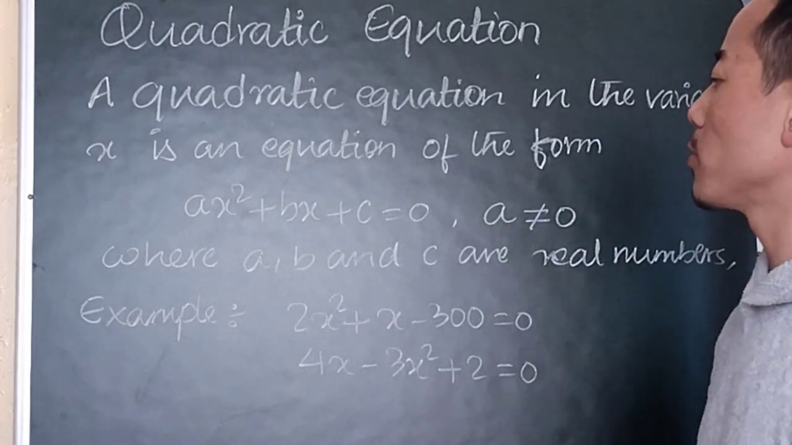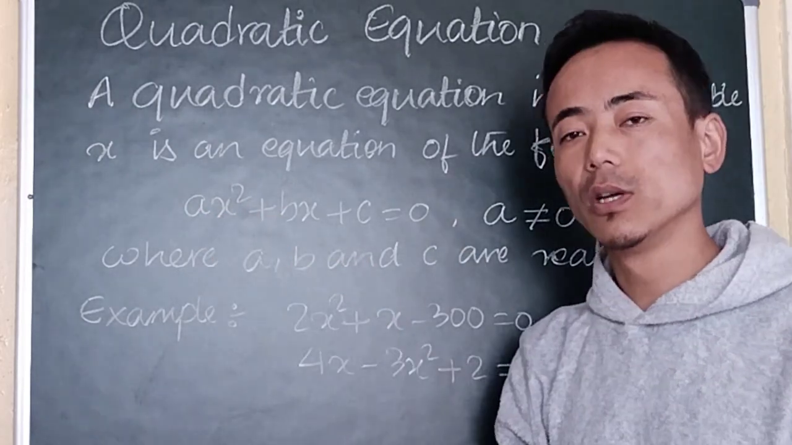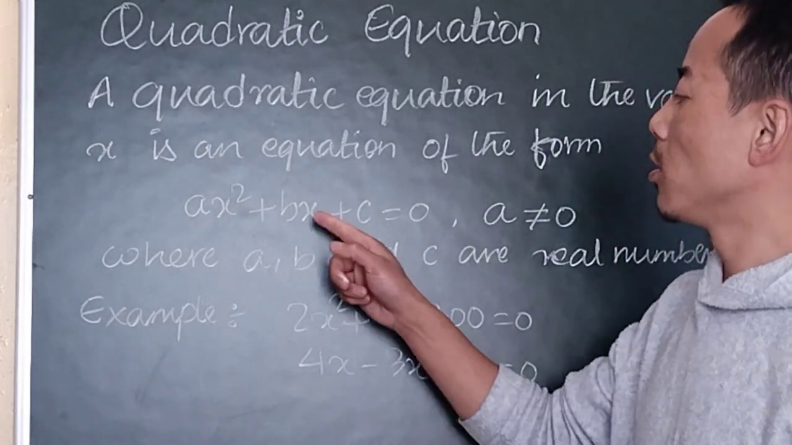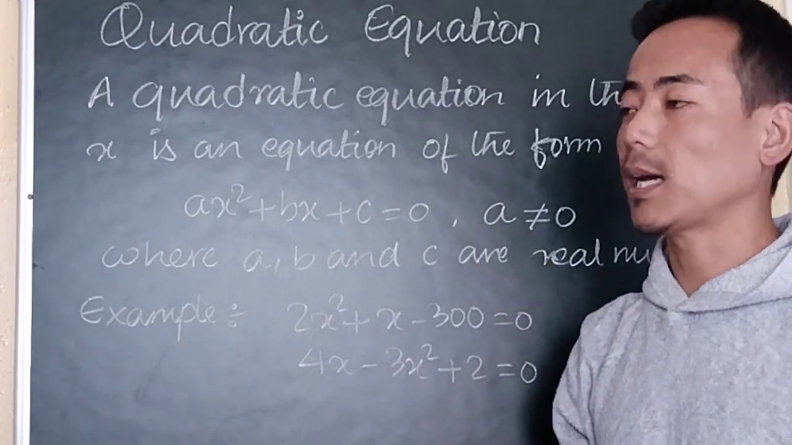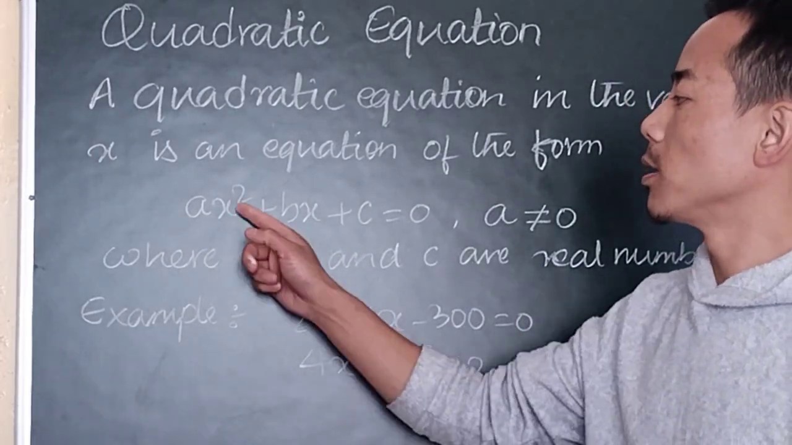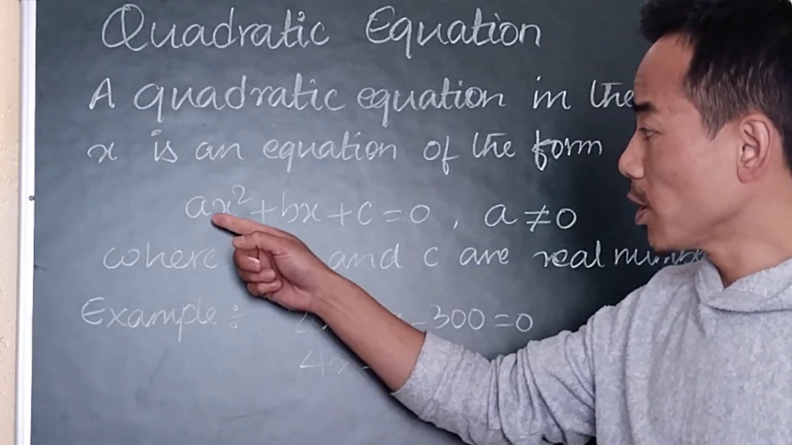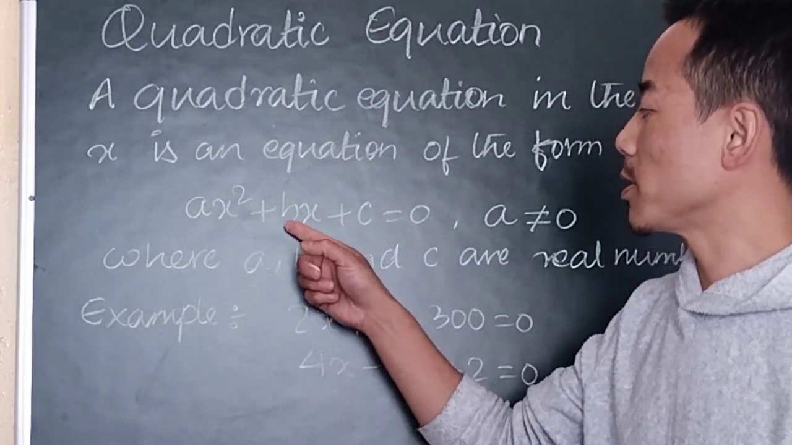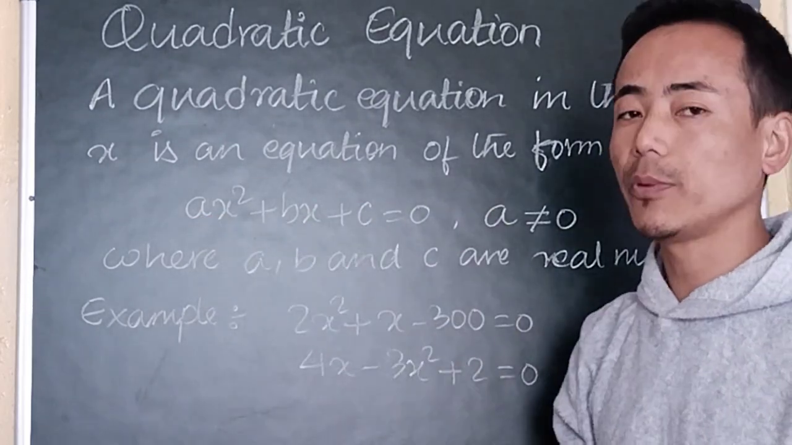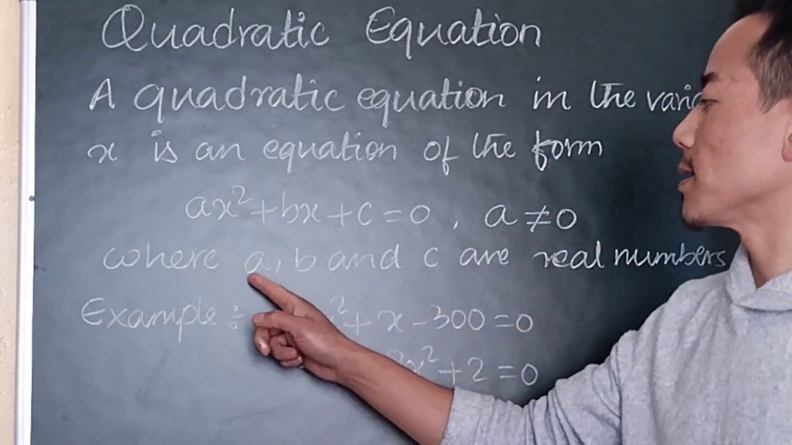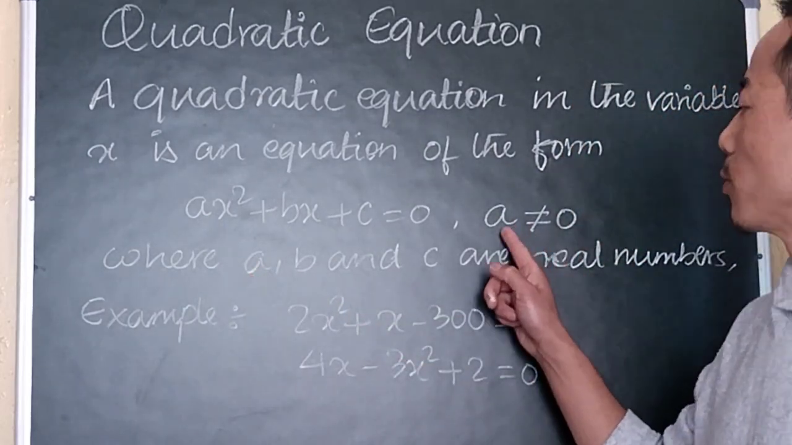Why a cannot be equal to 0? Because if a becomes 0, then this term becomes 0. Then the power of this polynomial will be 1. And for a quadratic equation, the power must be 2, or the equation must be in this form ax squared plus bx plus c. So a cannot be equal to 0. Where a, b, c are real numbers, as I said, and a here cannot be equal to 0.